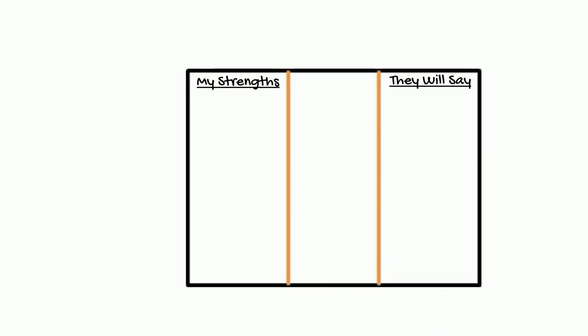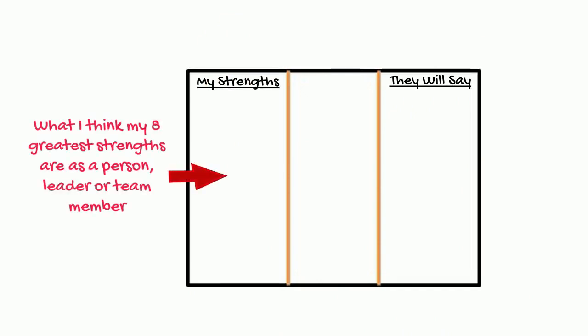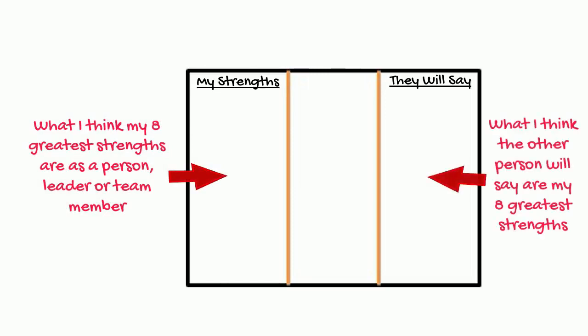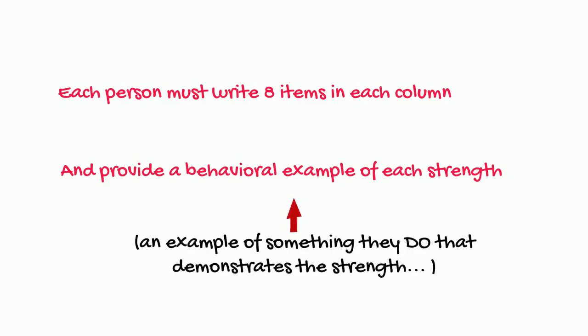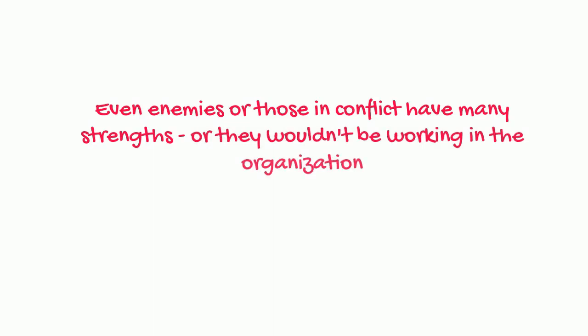Explain that the left column should contain their own 8 greatest behavioural strengths as a person, leader, or team member. The right column should contain what they believe the other person will say are their 8 greatest strengths. The rule is that each person must write 8 items in each column and be able to provide a behavioural example of each strength. This means an example of something they do that demonstrates the strength which other people can observe. The assumption is that even enemies or those in conflict have many strengths, or they wouldn't be working in the organisation.